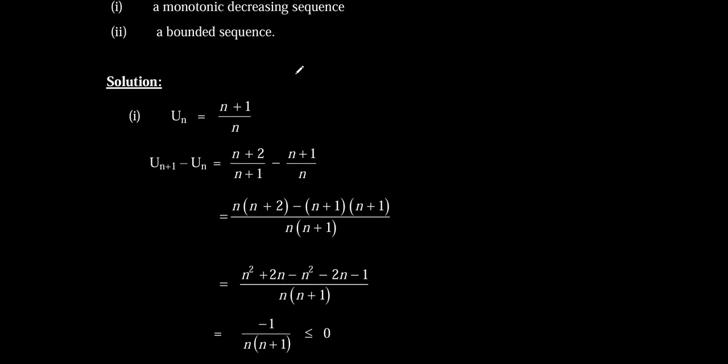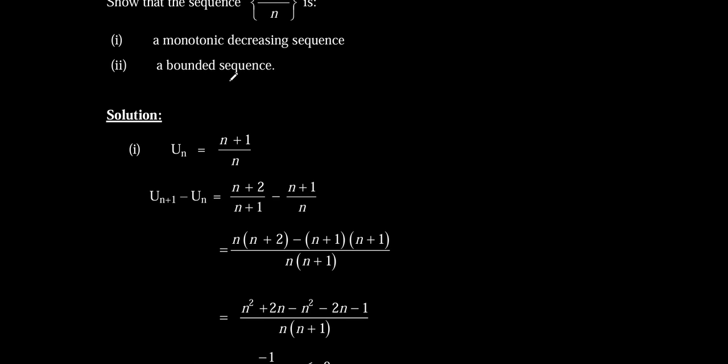So the first one: we are given this sequence. The sequence is such that u of n is equal to the fraction with numerator n plus 1 over n. And now you want to show whether it is a monotonic decreasing sequence, right? Now you remember the case for a monotonic decreasing sequence.